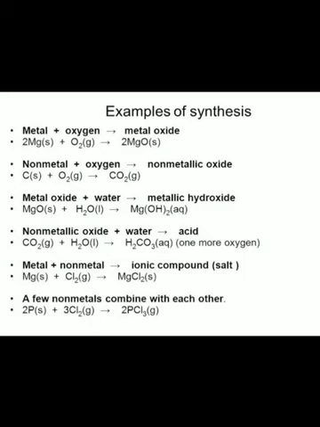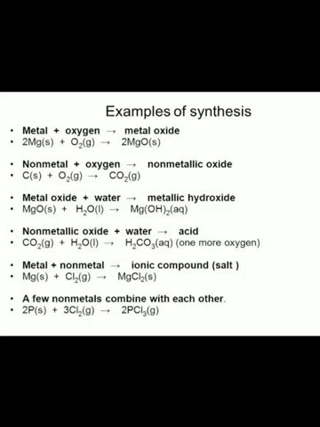Then the next example, metallic oxide. Already you know that when a metal reacts with oxygen, it produces a metallic oxide. When a metallic oxide reacts with water, it forms a metallic hydroxide. For example, magnesium oxide, when it reacts with water, produces magnesium hydroxide, that is a metallic hydroxide.